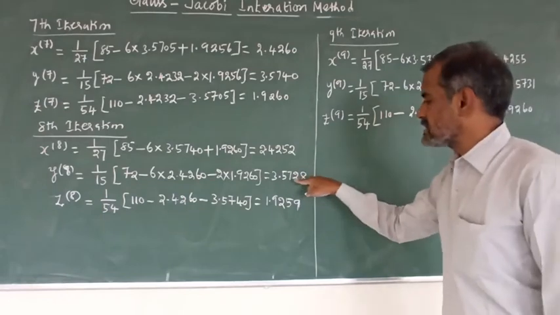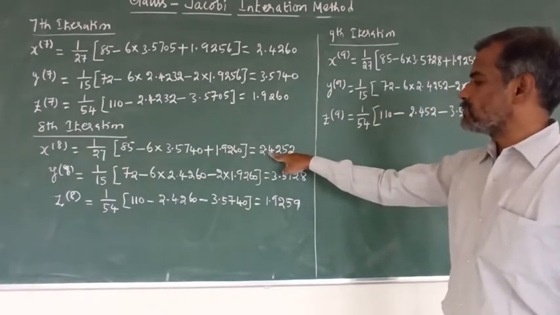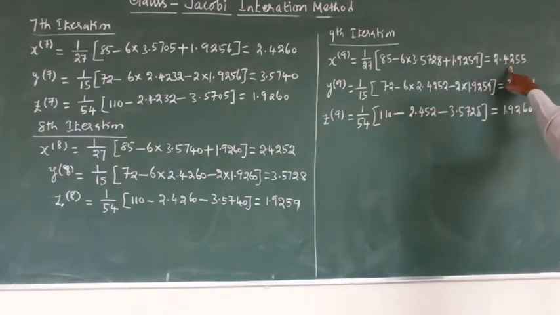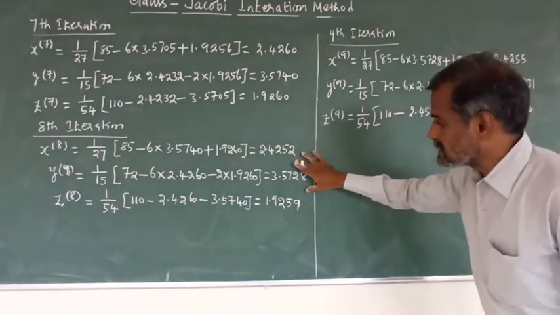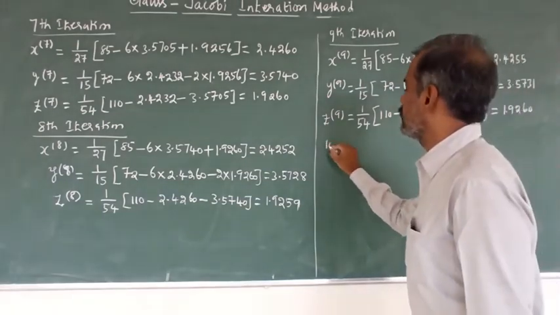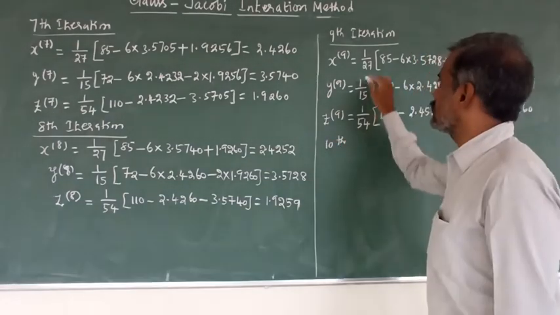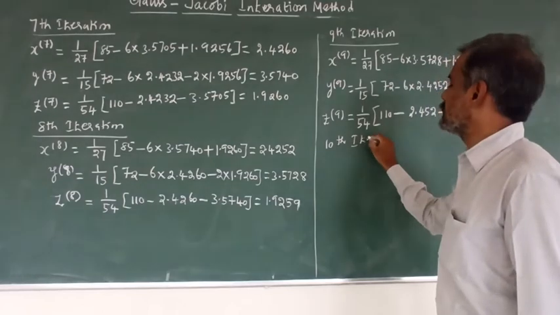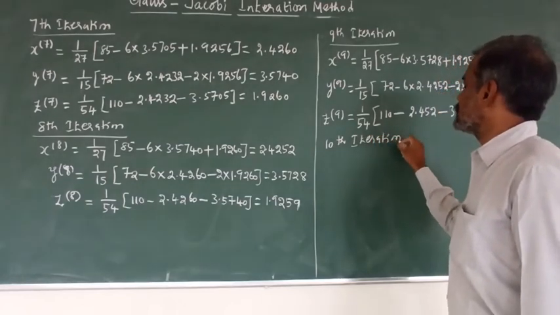Okay, next to compare the eighth and ninth iteration: this is 1.9260 and this is 1.9259, this is 3.5731 and this is 3.5728, and this is 2.4252 and this is 2.4255. Okay, this is also not the same, so we can continue the next iteration, that is the 10th iteration.